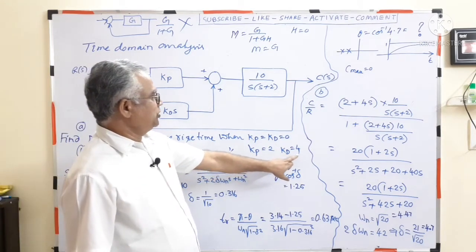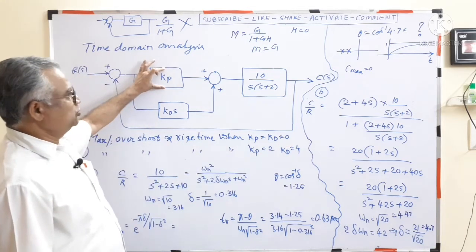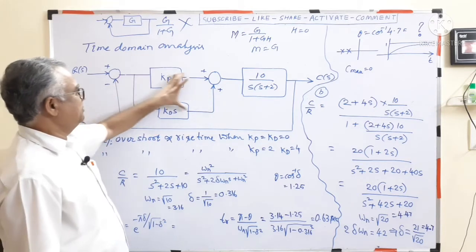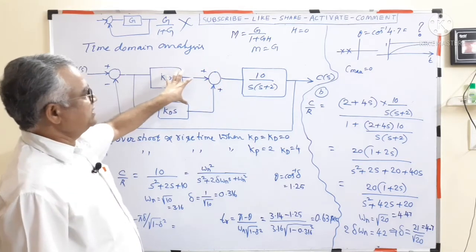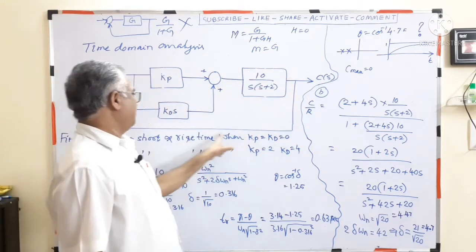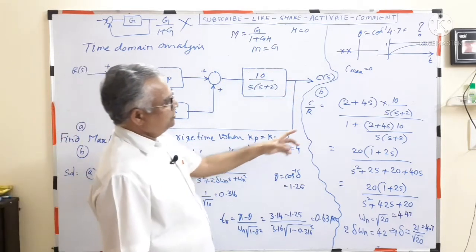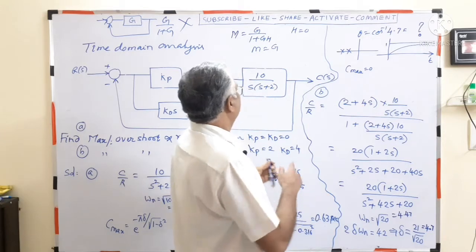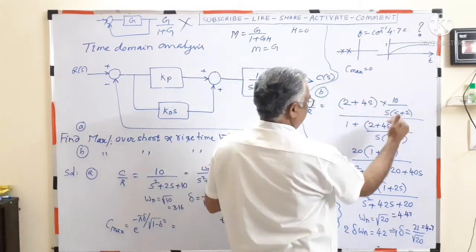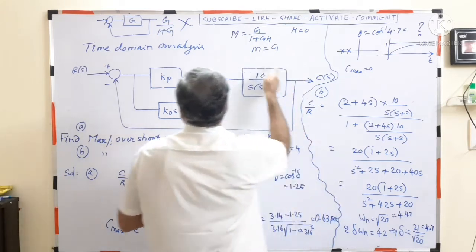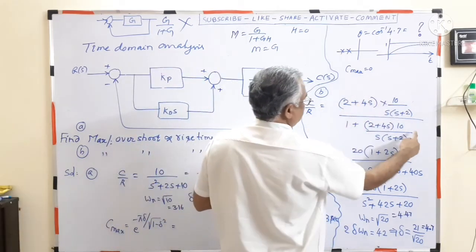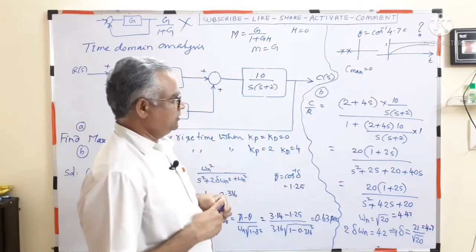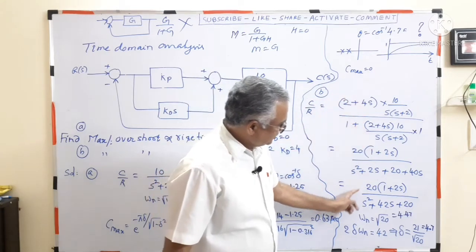B bit, Kp 2, Kd 4. So this is 2, this is 4, 2 plus 4s, because both are in parallel. 2 plus 4s multiplied with this, that is combined with the unity feedback. So look at this step. 2 plus 4s into 10 by s into s plus 2, by 1 plus g of s, where h of s is 1. Just check the simplification, you get this.